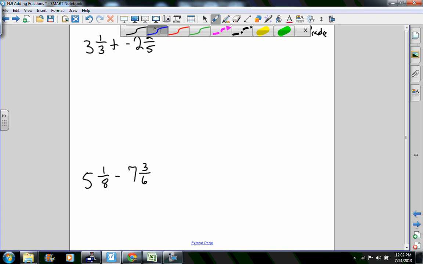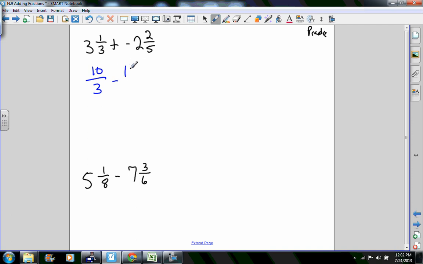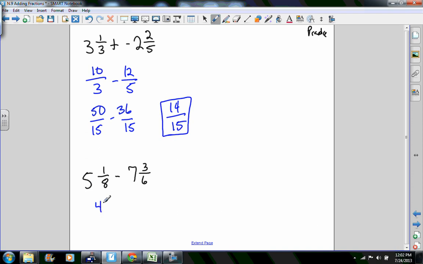All right, so for this top one, we get 10/3 minus 12/5. I combined the positive negative into just one minus sign. If you didn't, you can still get the right answer. Common denominator should be 15. So 50 minus 36, which gives me 14/15. Okay, and on the bottom, it's 41 over 8 and 45 over 6.